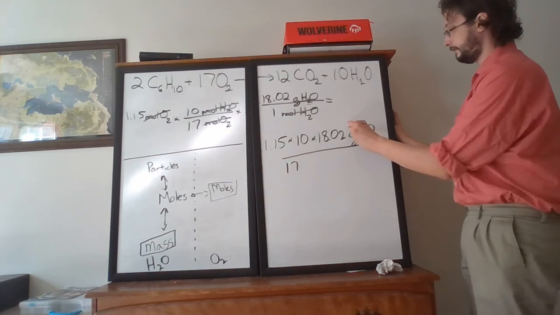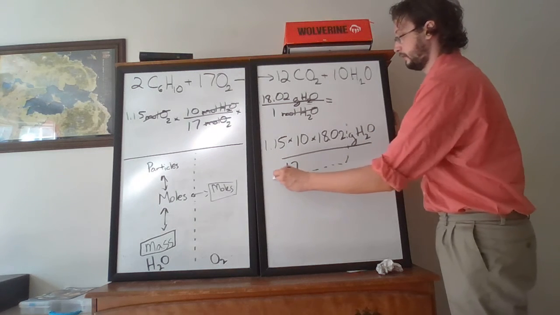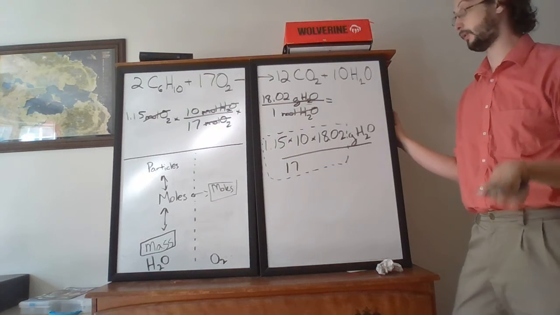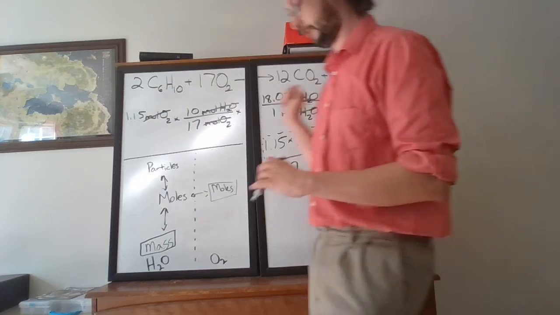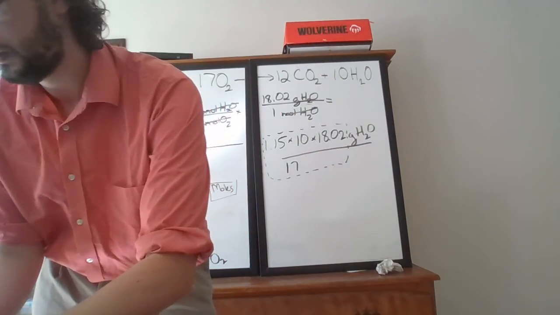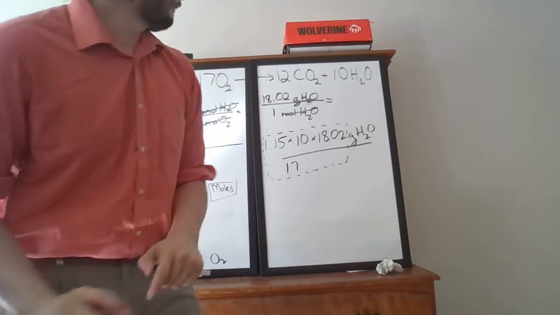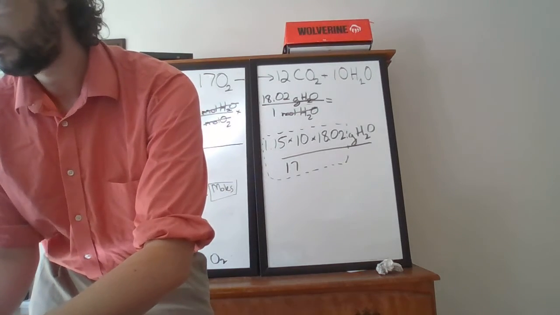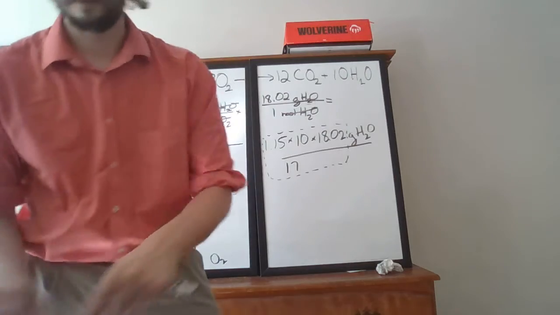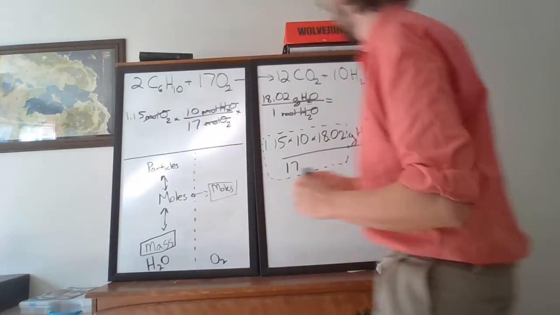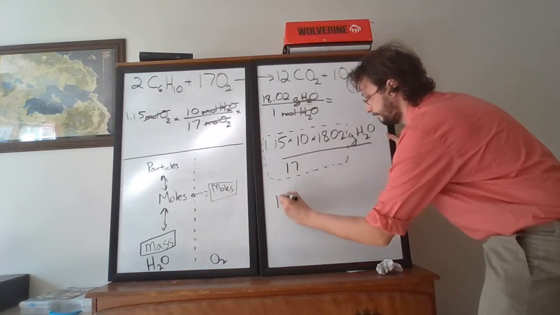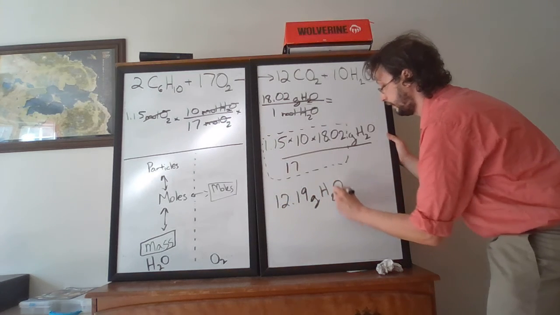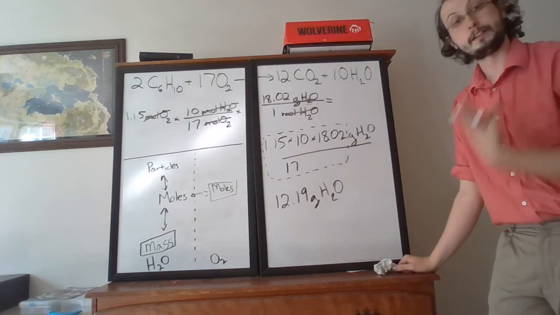So really what we have to do here with our calculators is just take 1.15 times 10 times 18.02 and divide by 17. You can of course do that in your calculators. So 1.15 times 10 times 18.02 divided by 17. I get 12.19 grams of water.